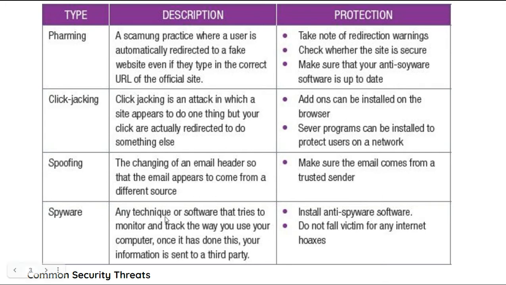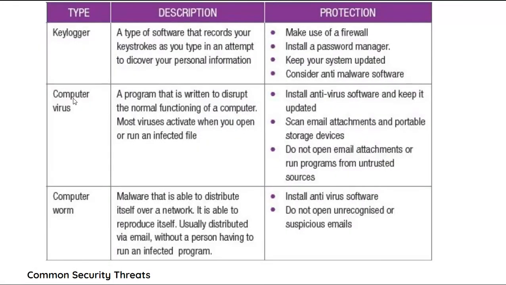Spyware, any technique or software that tries to monitor and track the way you use your computer. Once it has done this, the information is sent to a third party. So you'd want to install anti-spyware software and don't fall victim to any internet hoaxes. Three more computer security threats: keylogger, computer virus, and computer worm. Keylogger, a type of software that records your keystrokes as you type in an attempt to discover your personal information.